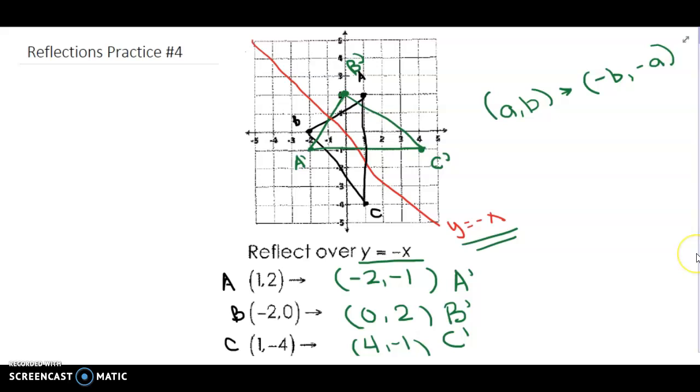All right, so you should have gotten these coordinates. So A prime should be -2, -1, B prime should be 0, 2, and C prime should be 4, -1. And then when you plot them, you should get this up here, and it looks like this. Now, remember, be mindful, make sure these are 2 congruent figures, because if one isn't congruent to the other, then that's a good indication that you did something wrong along the way.